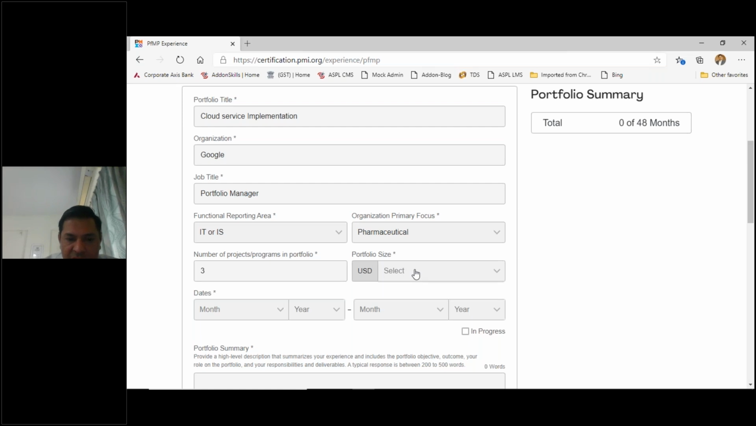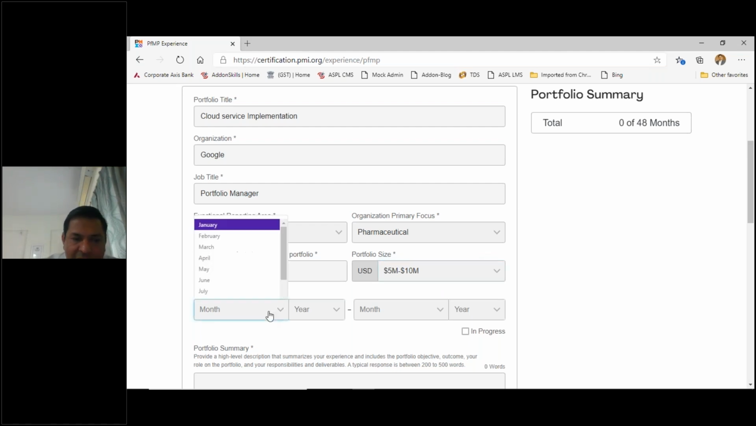Your portfolio size could be 1 million to 5 million, 5 million to 10 million, whatever you know best. You have to pick one. You don't have to go and ask your finance team. You don't have to go and ask your CTO if you are from the IT department. Whatever you have, to the best of your knowledge and experience, you can select as the portfolio size.